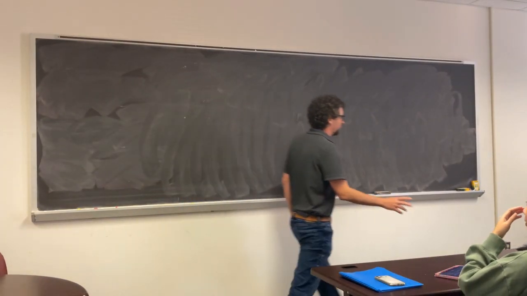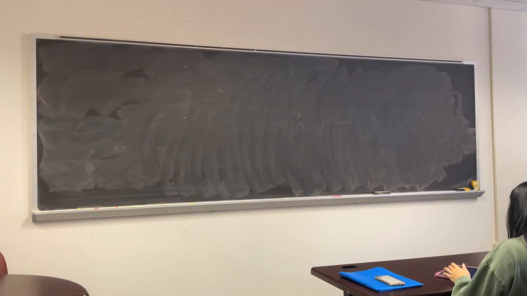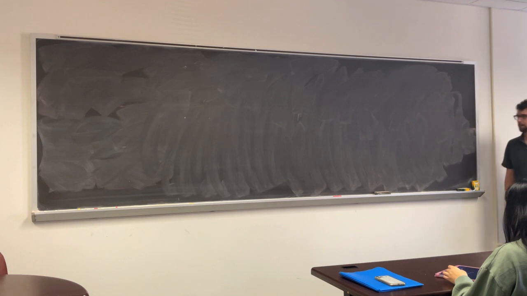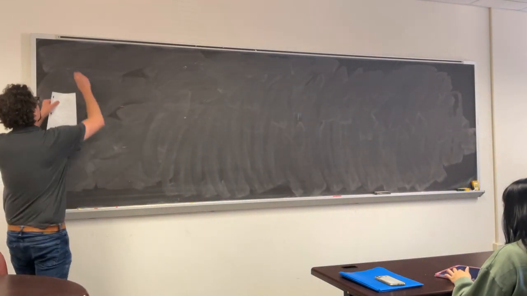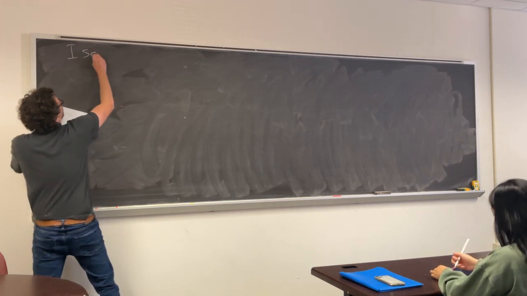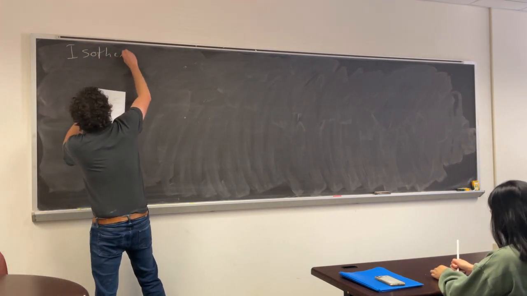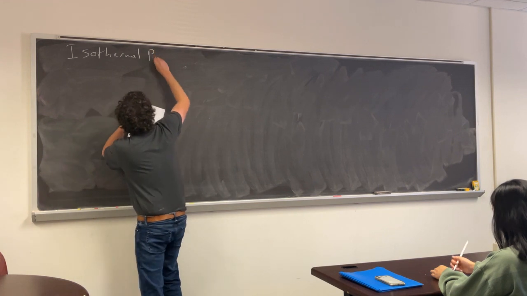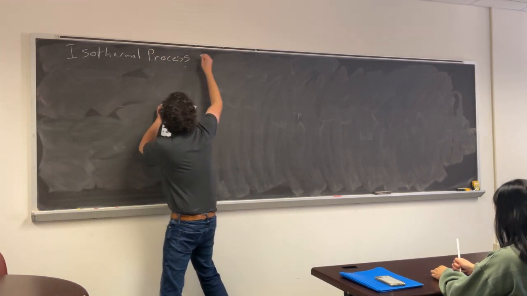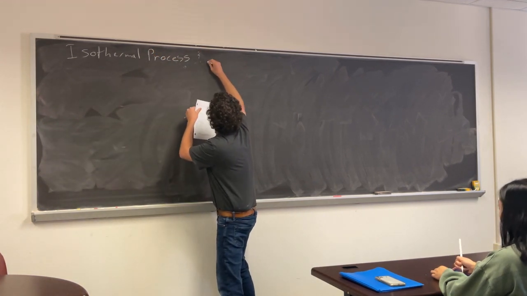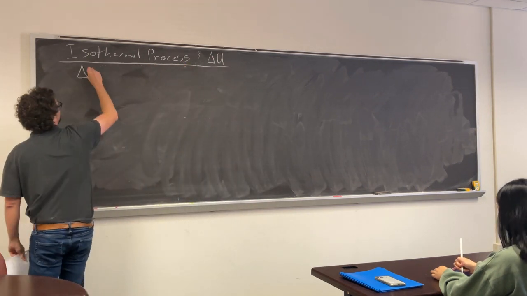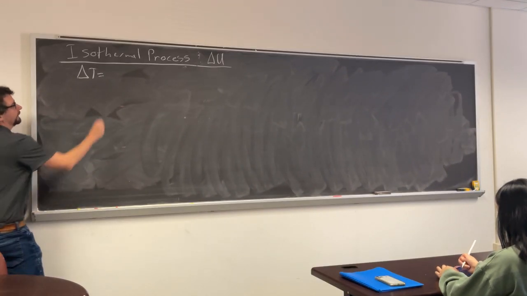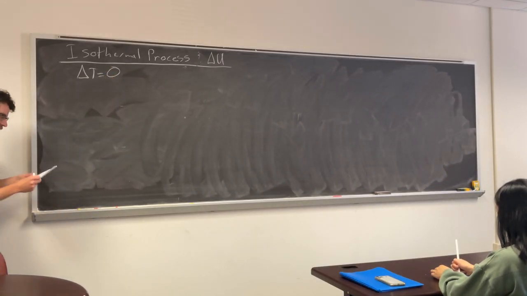All right, last time, what were we talking about? Isothermal processes and delta U. Yep, so we're gonna rehash that really quick. What's meant by the term isothermal again? Isothermal process, constant temperature. What's delta T equal to? 0. Yep. Because there's no change.